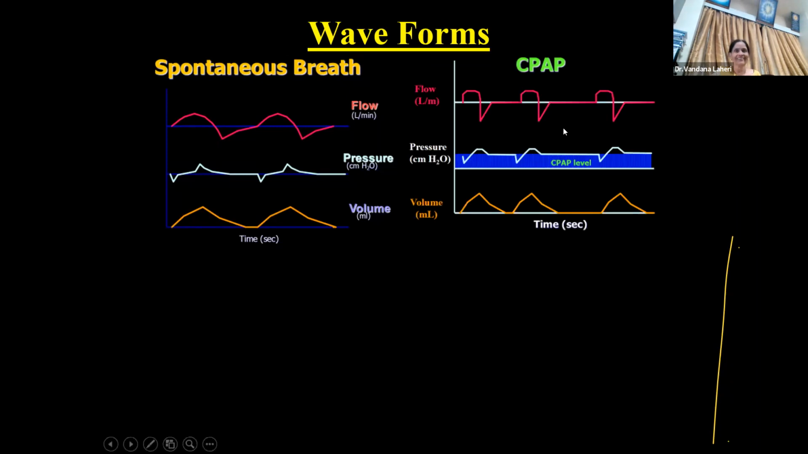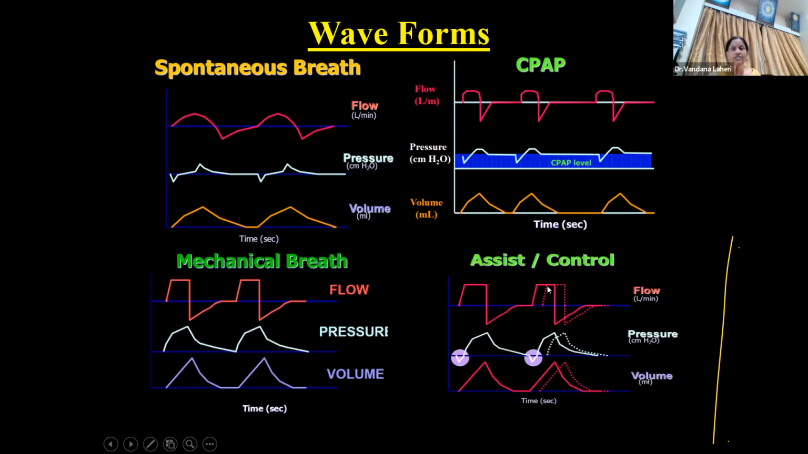Okay. So now this is spontaneous breath. This is controlled breath. This is mechanical breath. This is assist control. I showed you all the graphics. You can take a screenshot of this so that it will tell you how to make out whether it is spontaneous breath, CPAP, mechanical or assist control.